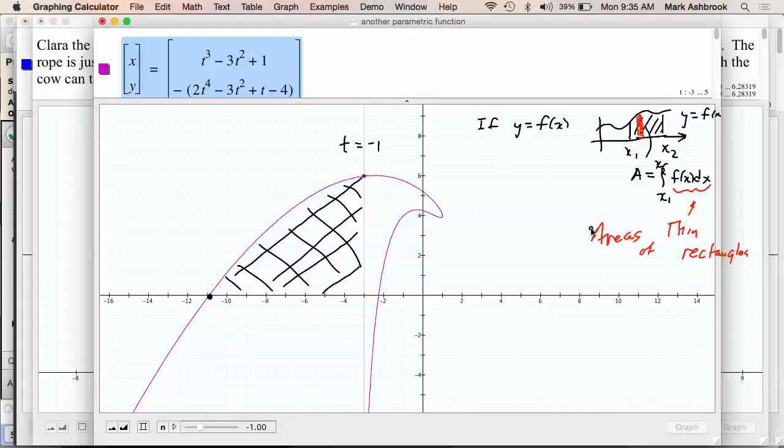Does that line up? Yep, it is at x equals -3. What did I tell you? That's t. So when t is -1, you get x at -3. So this is t, not x. So t equals -1. Okay, so when we have parametric functions, we don't have y as a function of x. We have x as a function of t and y as another function of t.